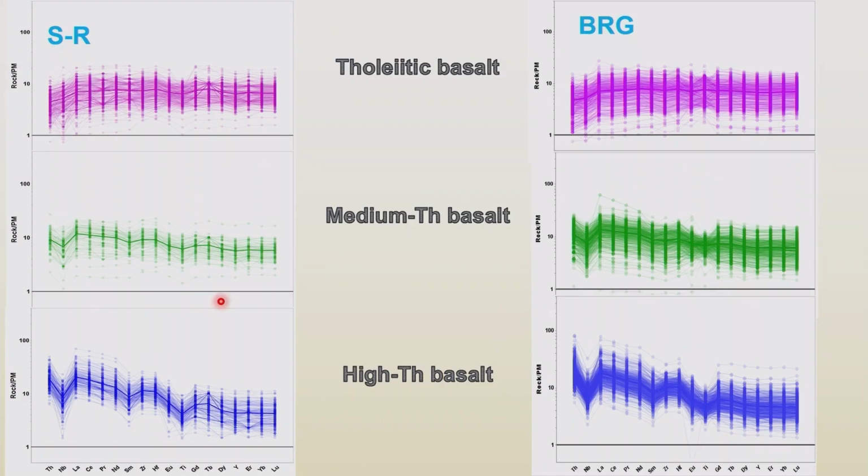So the characteristics of these groups: the tholeiitic basalts typically have flat profiles and low thorium and niobium compositions. Then when we go to the medium thorium basalts, they start to rise in lighter rare earths. We start having this negative niobium anomaly.